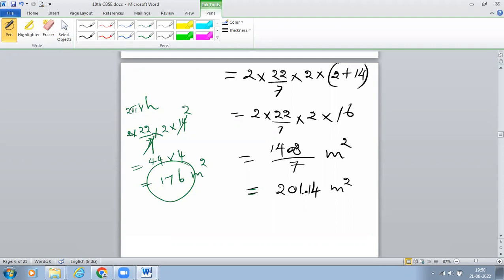We need how many metal sheets, ma? Because it is not exactly 201. It is 201.14, because this is the area of the cylinder. So to make a cylinder like this, you need 202 metal sheets. Then only it is possible to make a cylinder. Yes or no? Or you can write approximately 201, so 201 metal sheets are needed. Like that you can write, or 202 is the right answer.